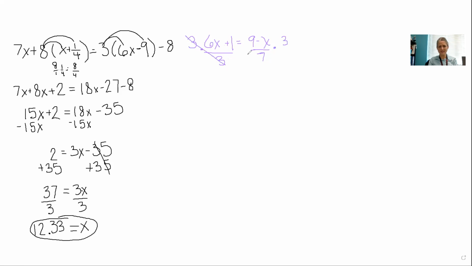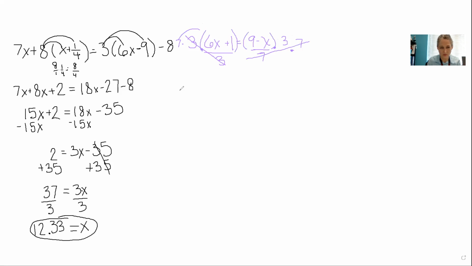But I also have a 7 over here that I need to deal with. And this 3 and this 7 are not going to cancel each other out. But in this same step, I'm going to do 2 steps in one. I'm going to multiply both sides by 7 times 7. So these 7's cancel out. So I have 7 times all of this. And I have 3 times all of this.